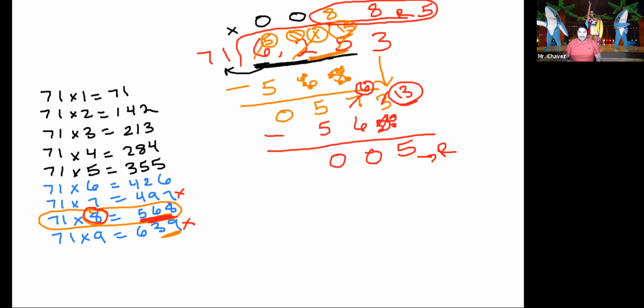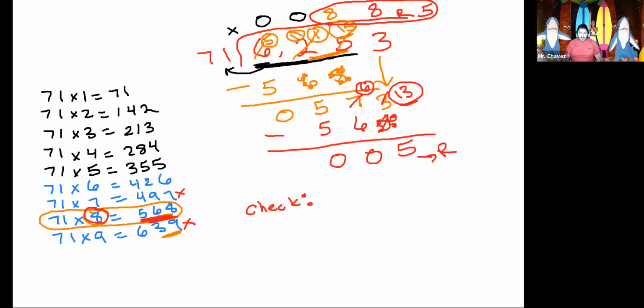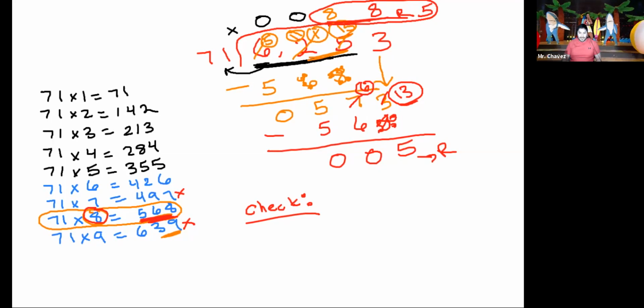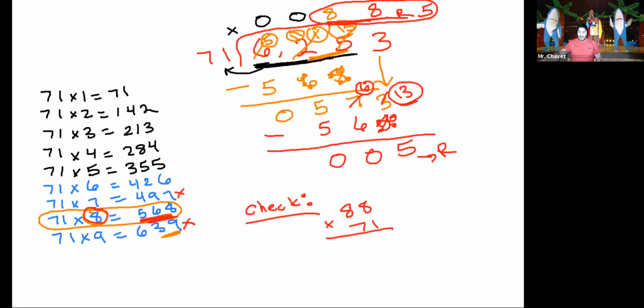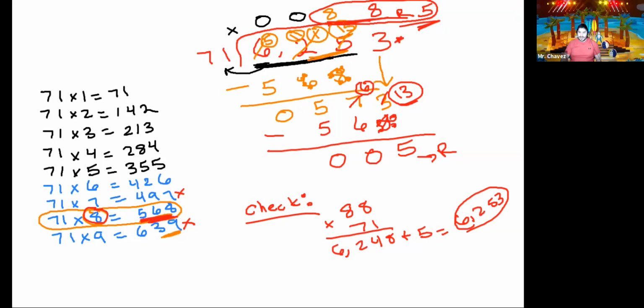There it is. Now again, if I want to check my work, I want to check, did I do this right? All we got to do is get 88 times 71. And I'll just do it real quick for you. That'll give us 6,248. And since we have a remainder, you just add 5 and it'll be 6,253. It'll be the same answer as we got right here that I put the star. That's how you know you did it right.